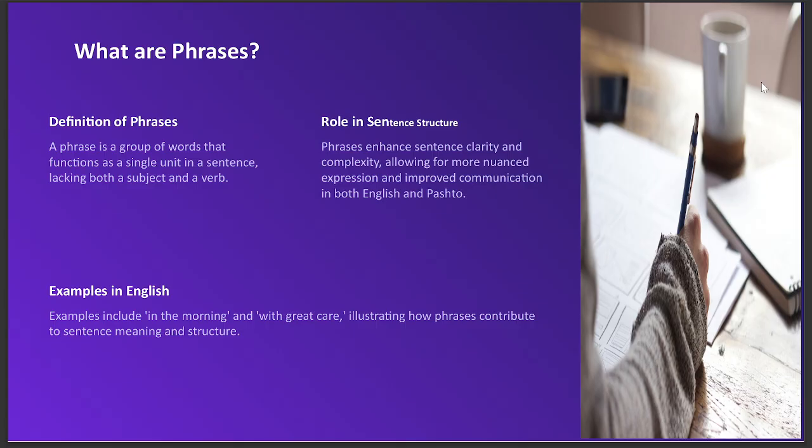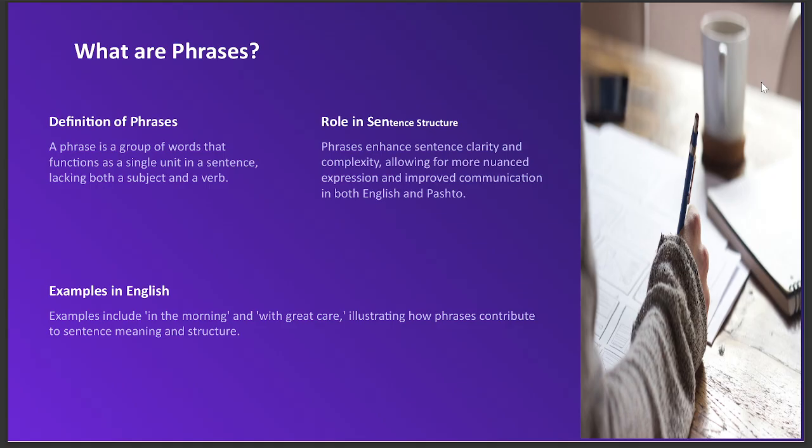What is basically called a phrase? You might have an idea about a clause: a clause stands independently and can give you a complete sentence with a full meaning. But a phrase is a bit different. A phrase is a group of words that function as a single unit in a sentence, lacking both a subject and a verb. It doesn't have both of those components. Its role in sentence structure is that phrases enhance sentence clarity and complexity, allowing for more nuanced expression and improved communication in both English and Pashto.